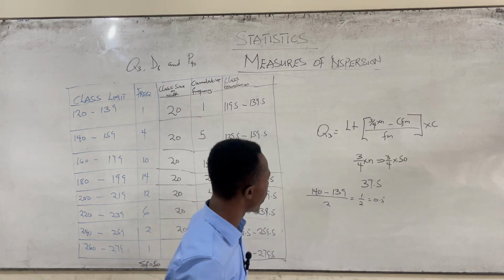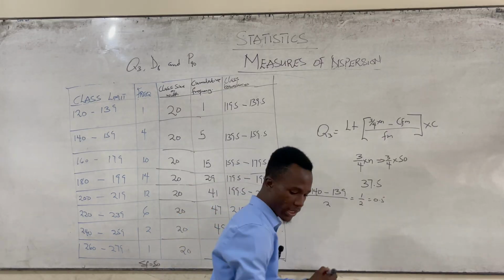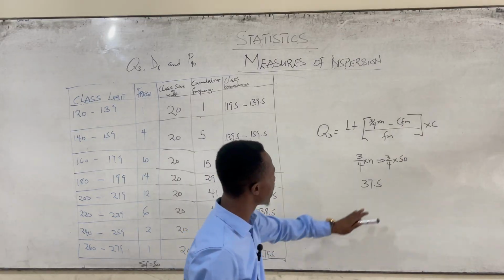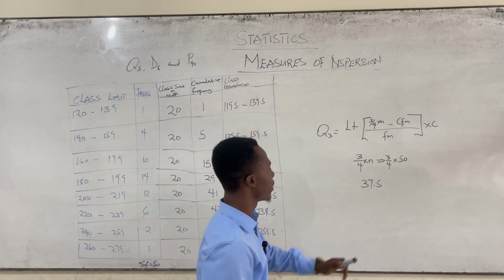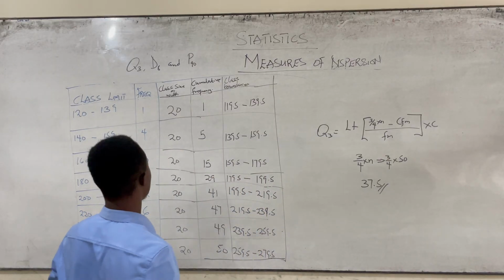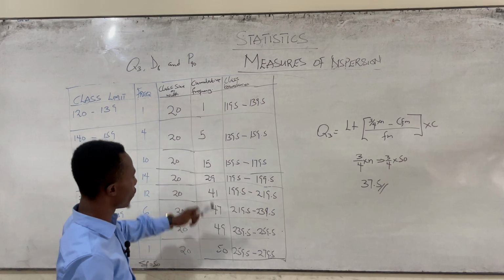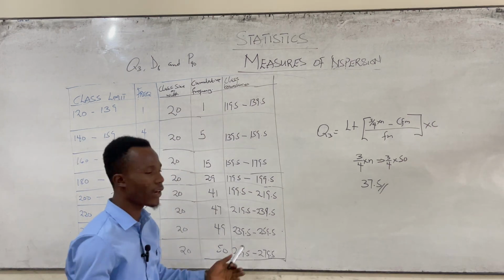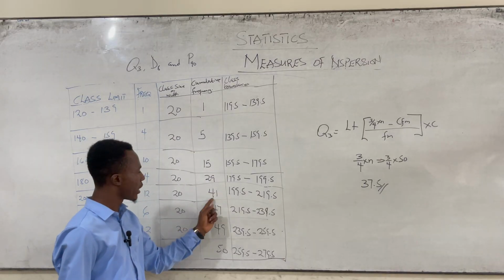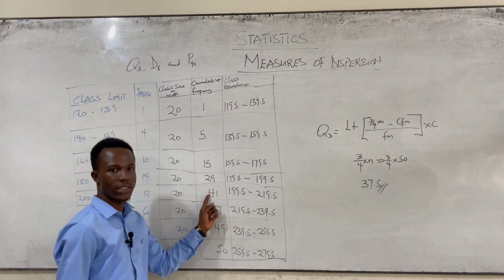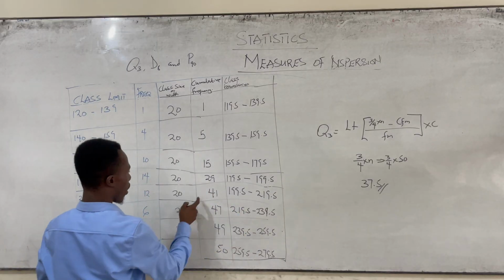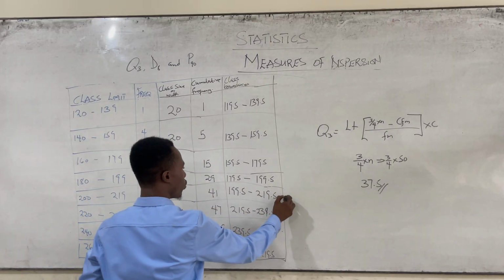Okay, so now when we calculated, there is the boundary. So let me clean it so that you don't get confused. There is the class that we calculated for, which is 37.5. Now 37.5, let's look at the cumulative frequency and see where the 37.5 will be. And you see the 37.5 is located within this class. So it means this class is our third quartile. So we are going to use this class.